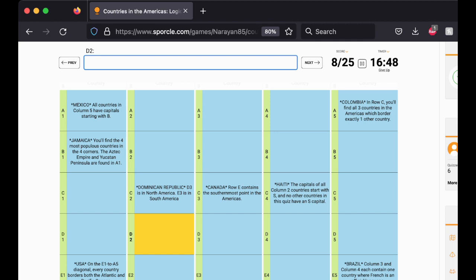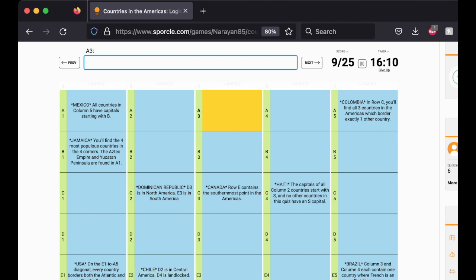Okay, D3 is in North America. Okay, E3 is in South America. So then that means row E contains, so E3 would not be Chile. The southernmost point, I believe, is Tierra del Fuego, which is in Chile. Also, the capital of Chile is Santiago. So E2, I am going to say, is Chile.